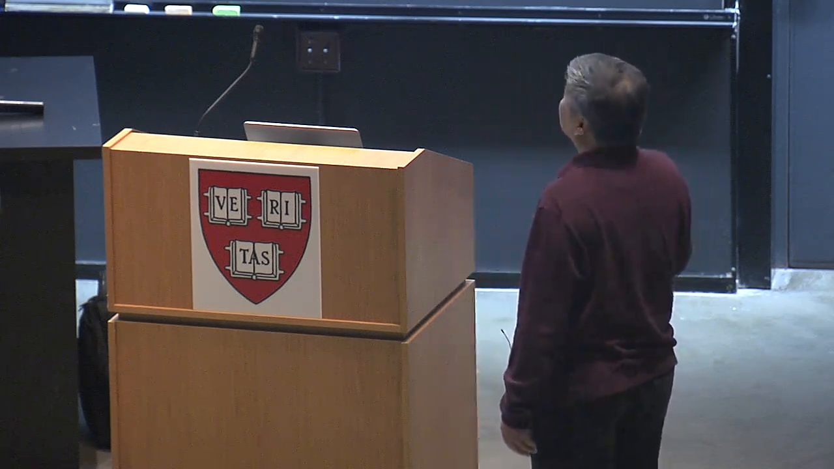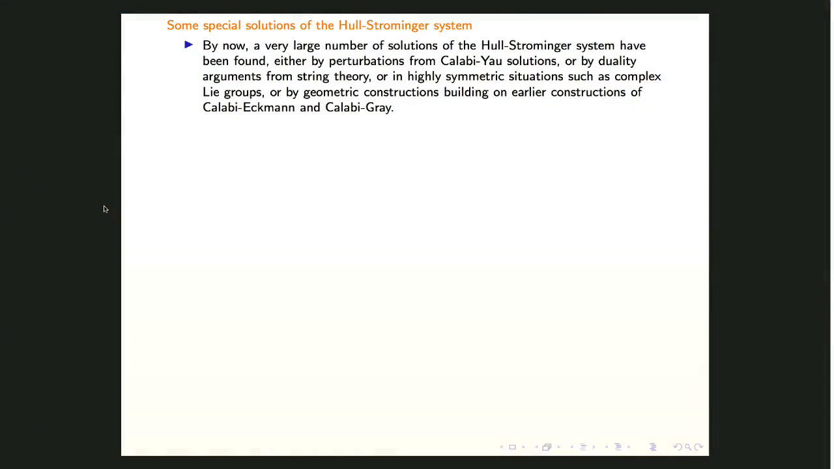I mentioned the very special solutions of Calabi-Yau earlier, and I should say that by now, a very large number of solutions have been found from either perturbations of known solutions such as Calabi-Yau, by duality constructions from string theory, in highly symmetric situations such as the case of Lie groups that I mentioned earlier, or by geometric constructions, building on earlier geometric constructions of Calabi-Eckmann and Calabi-Gray.